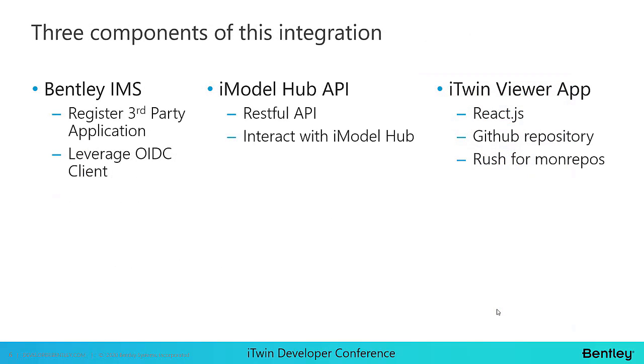The three components of the integration I want to talk about is Bentley's IMS solution, registering our application as a third-party application with Bentley, leveraging our OIDC client to allow users to authenticate themselves using identity management, and that gives them access to things like the iModel Hub API to be able to pull iModels in projects, as well as using iTwin Viewer app, which is a sample app in the iModel.js GitHub repo, to be able to view your iModels as well.